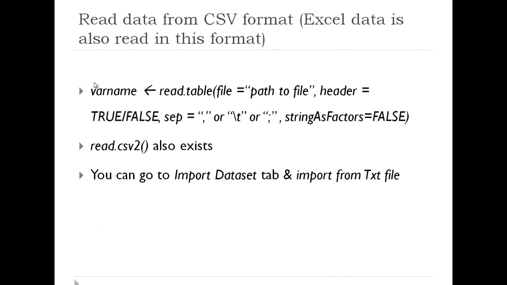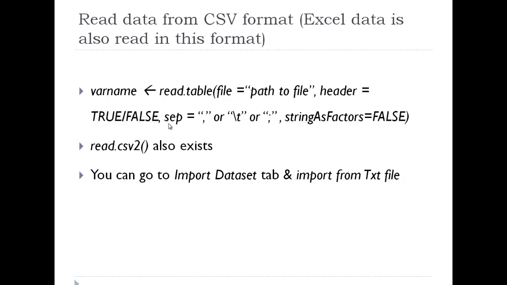For that, we generally just give the variable name, give this sign of assignment, and read.table is the inbuilt function which is used. We give the file equals, path to the file is specified, header is true or false depending on whether I have a header in the table which I am reading. So suppose I have a table in which the header exists in the form of names of the columns, then my header is true, otherwise it is false.